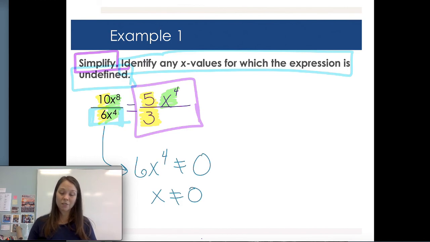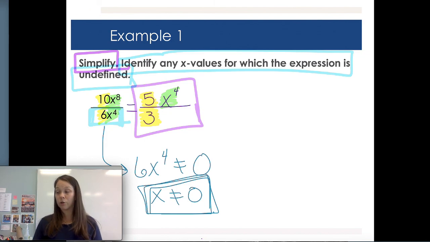So when it says identify the values for which the expression is undefined, we say the expression is undefined when x is 0, so x is not allowed to be 0, or else we would get something that's undefined in the original fraction. I know it's not there in the simplified version because we reduced out common factors, but it is there in the original, so we have to make note of that.